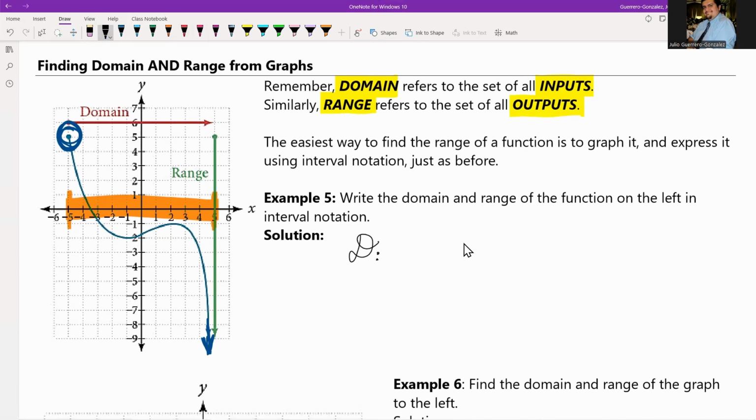So my domain here will be this. The lowest x value for this function is -5, and the highest will be +5, but it doesn't hit it. So bam. Our domain is done. Okay, next one, our range.